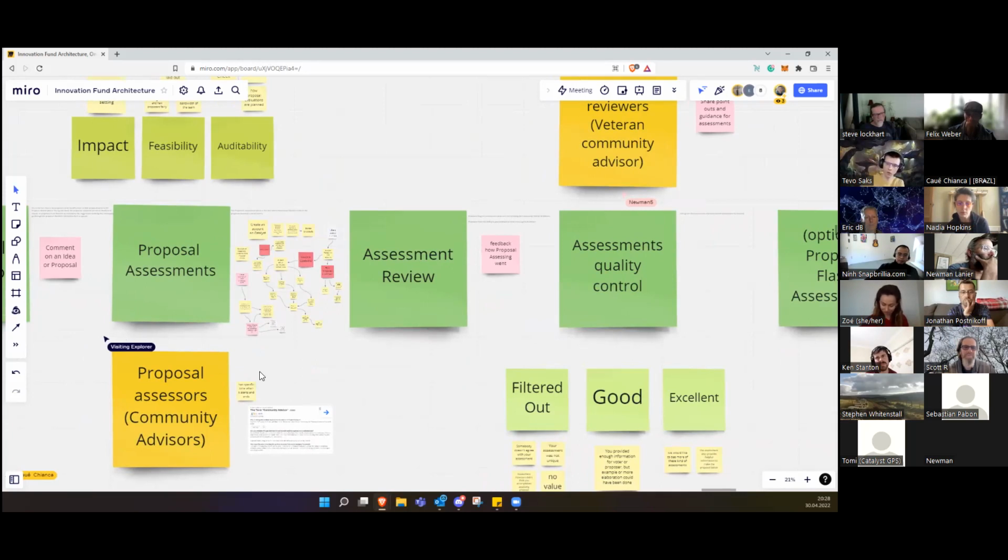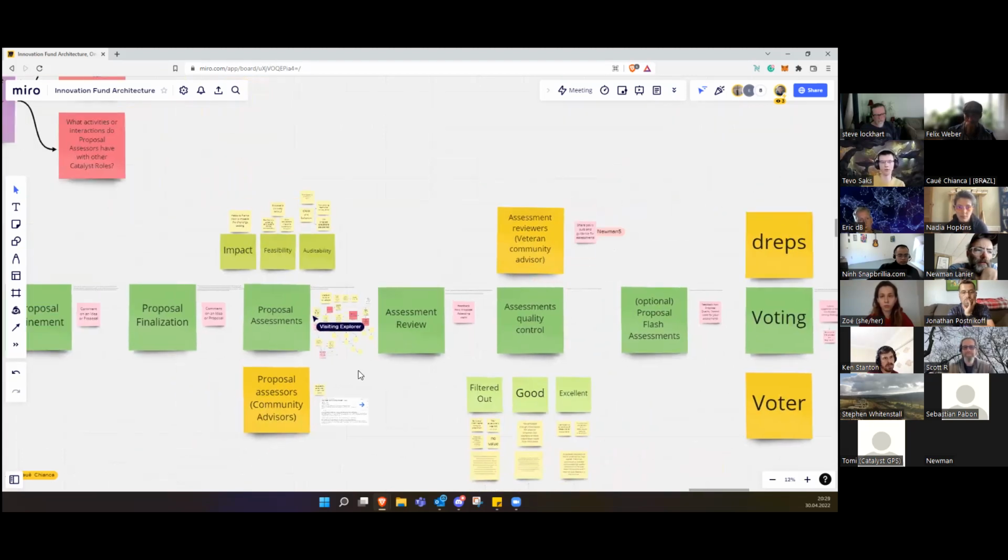They are also called community advisors, but in order to clearly understand what part of the community we're talking about, we've given the label proposal assessor. I know it's tricky to give labels, but in terms of product management and creating Innovation Fund, it makes it more efficient to understand.